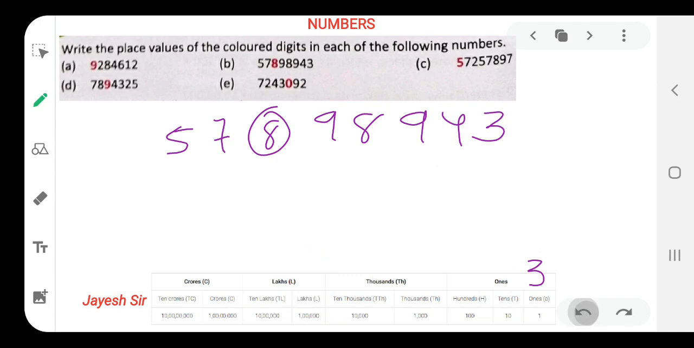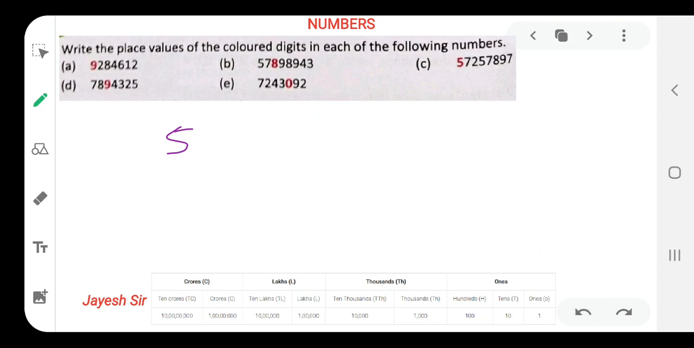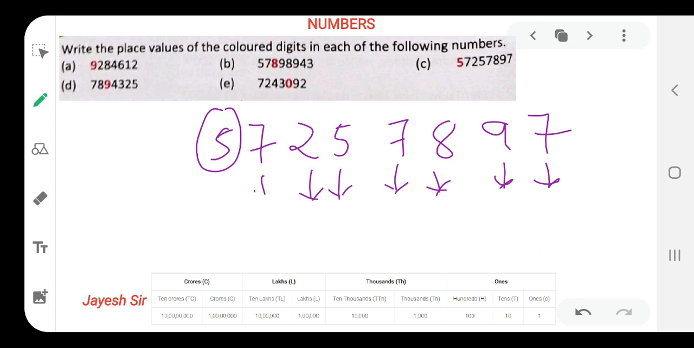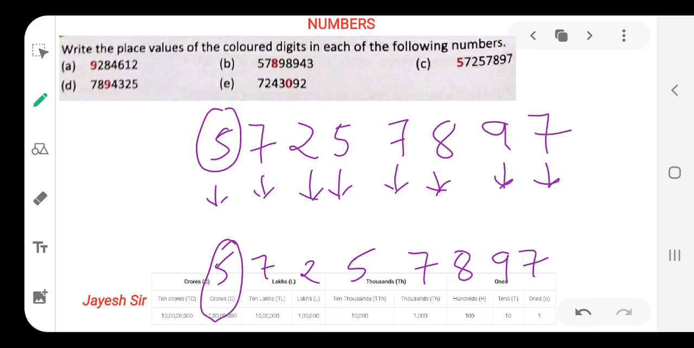So let's begin with our C sum. That is 5, 7, 2, 5, 7, 8, 9, 7. We need to find the place value for 5. Ones, tens, hundreds, thousands, 10,000, lakh, 10 lakh, crore. So we have to write from the right hand side: 7, 9, 8, 7, 5, 2, 7, 5. So the place value for this is crore. We are getting the same place value in our first method also. I hope you all are getting it.